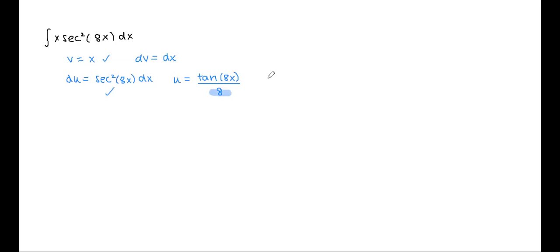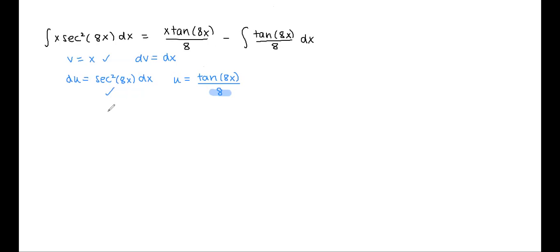The inside function is 8 times x, which means that we need to divide by 8. At this point, we're going to have u times v, which is x times tangent of 8x, divided by 8, minus the integral of dv times u, which is tangent of 8x divided by 8. And here you have to be really careful because if you have it divided by 8 here, that means you need to include it when you rewrite the second integral. And then the dv in this case is just dx, right? So this is the integral that we have.